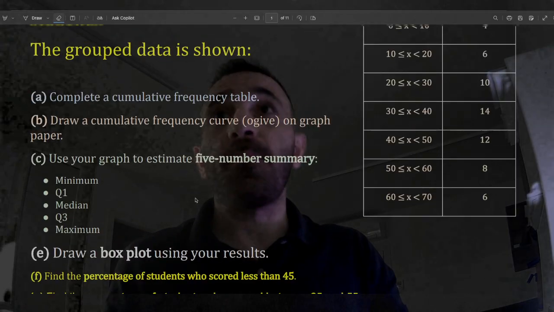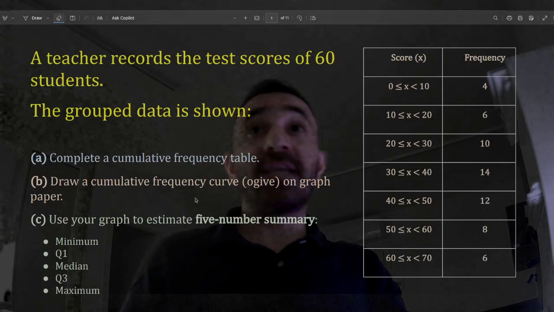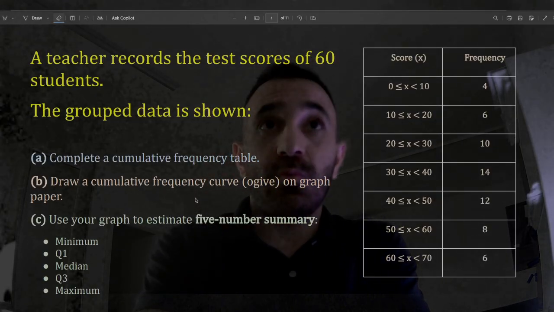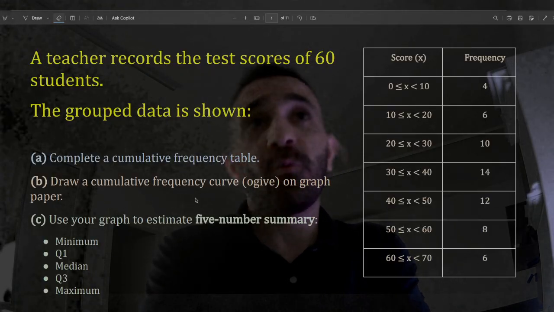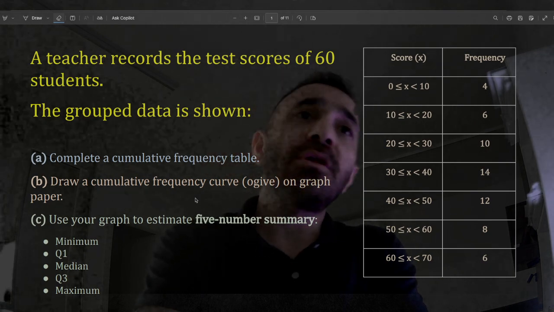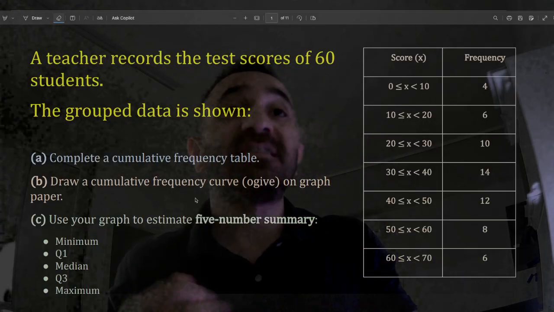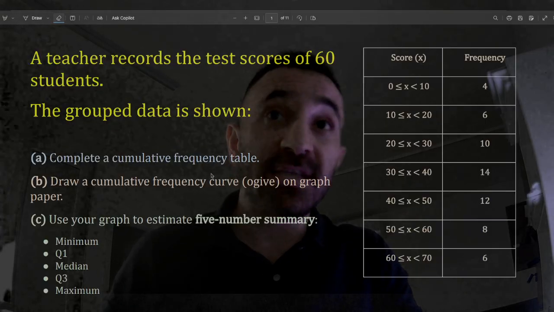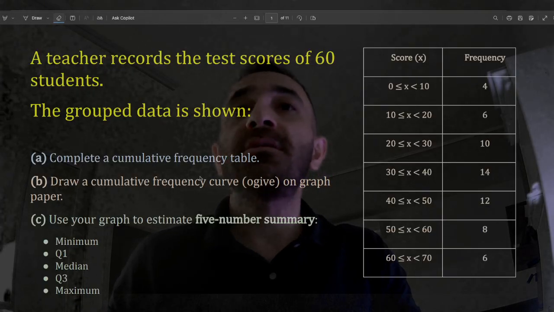Okay, let's go. So, a teacher records the test scores of 60 students. The group data is shown. So, you can see that 4 students got a grade between 4 to 10, 6 students got a grade between 10 to 20, up until 6 students got a grade between 60 to 70. Complete a cumulative frequency table and draw a cumulative frequency curve on graph paper.